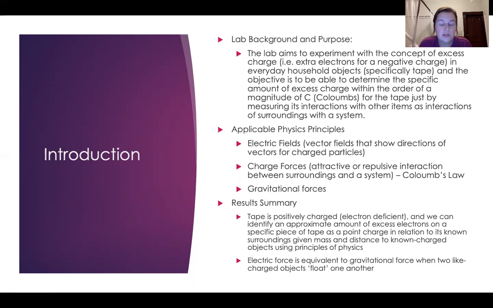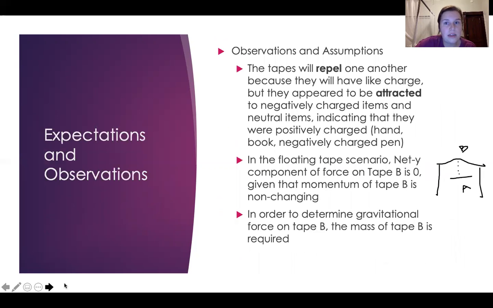But to summarize the results from today, I found that the tape was positively charged, therefore electron deficient, and I also found that it was possible to identify the approximate amount of excess or deficient electrons on a specific piece of tape as a point charge in relation to its known surroundings, given the mass and distance to these known charged objects using the principles of physics that I'd outlined here. I also determined that electric force is equivalent to gravitational force when two like charged objects float one another. And I'll get into a diagram of that in a little bit.